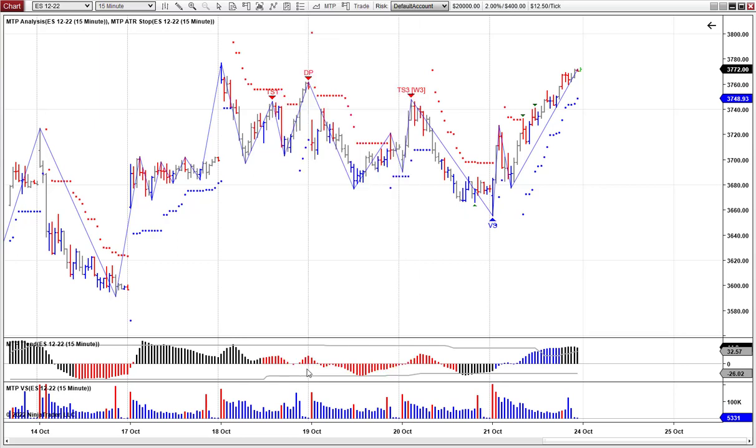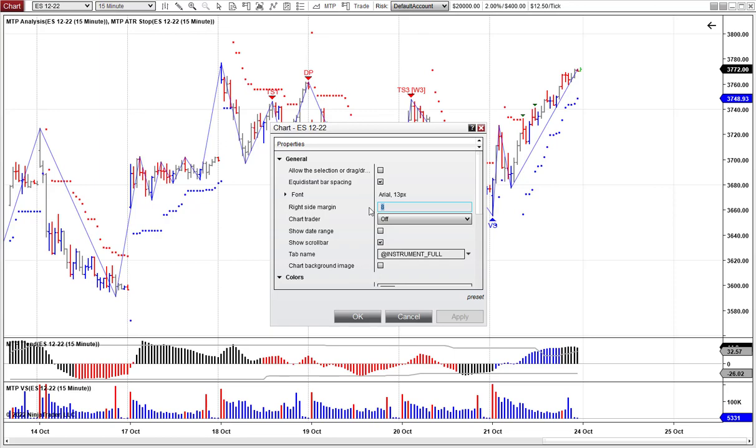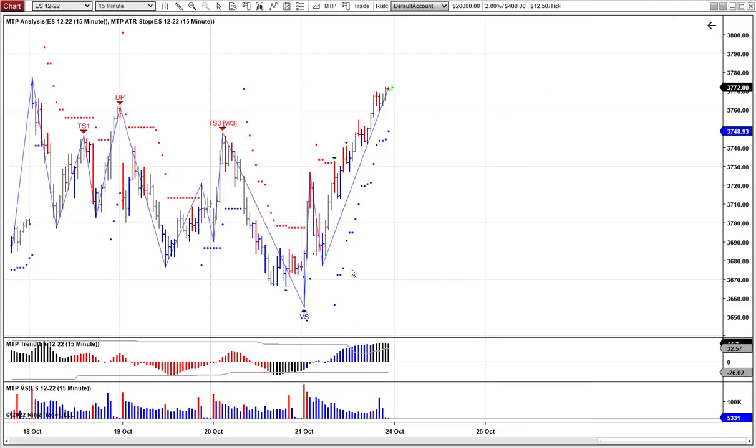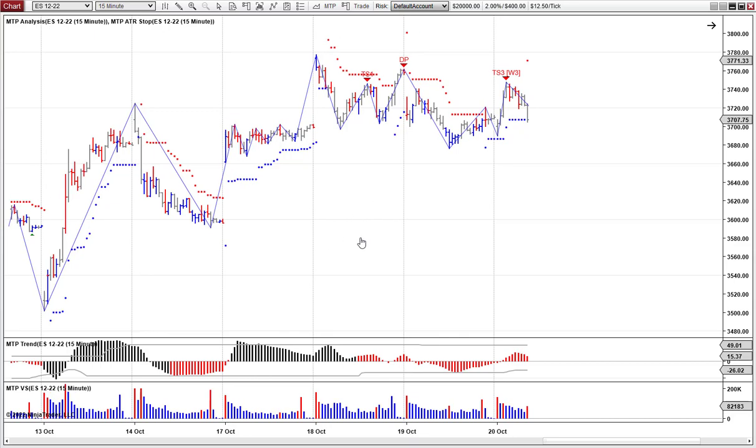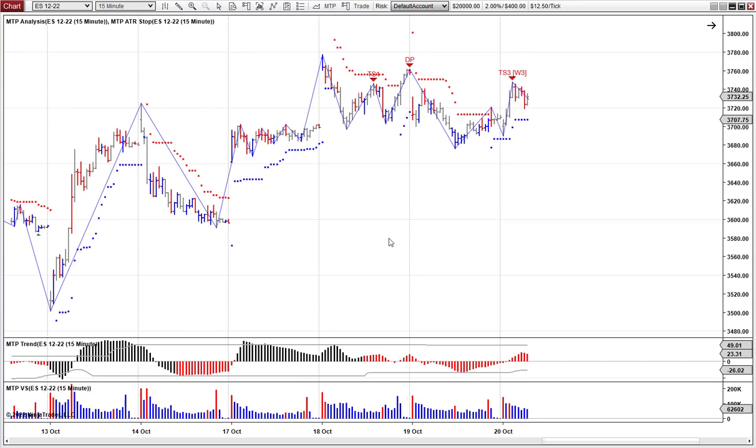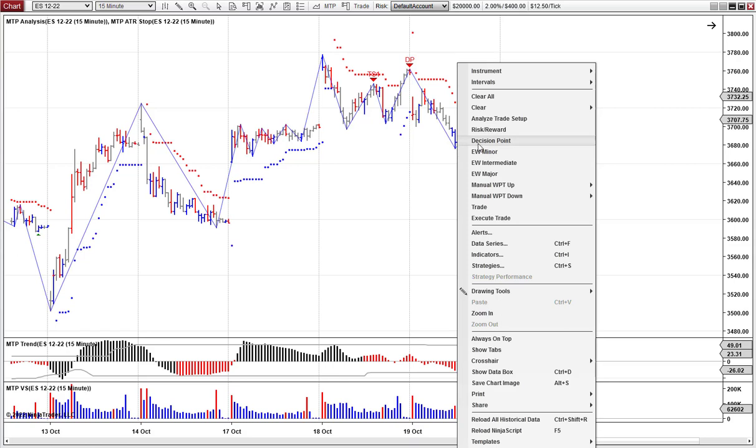If I just put a bit of white space on the right hand side here, just so we can see what's going on, I'm just going to move that over. By the way, this is our add-on for NinjaTrader 8. We have a standalone version as well as scripts for TradingView. So this is our NinjaTrader 8 add-on. So way back here, what we can do is then place a DP on the chart. We take it from this prior pivot low, we right mouse click, we do decision point.